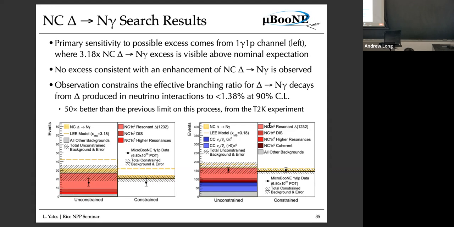And this can be used to constrain that branching fraction that was used to determine the theoretical uncertainties as well. And I'll just say that MicroBooNE also ended up setting an upper bound, not quite directly measuring this process. But this bound is 50 times better than the previous limit, which was set by the T2K decay experiment. So this is, well, not a direct observation, still a huge step forward in the understanding of this particular process in neutrino scattering.